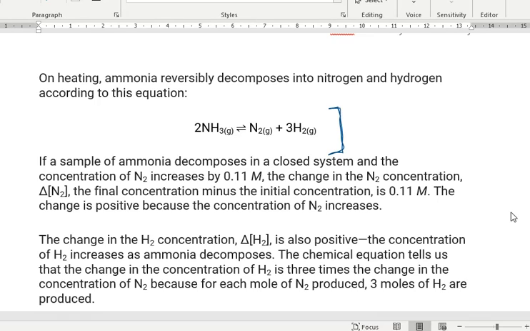Now, if a sample of ammonia decomposes in a closed system and the concentration of N2 increases by 0.11 molar. Okay? So that means the change in the concentration of your N2 is 0.11 molar. Right?